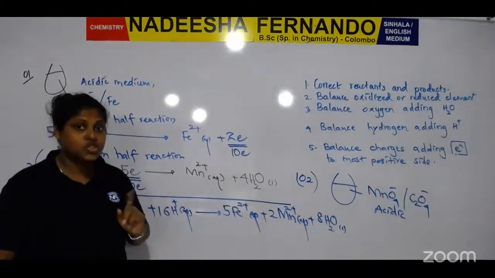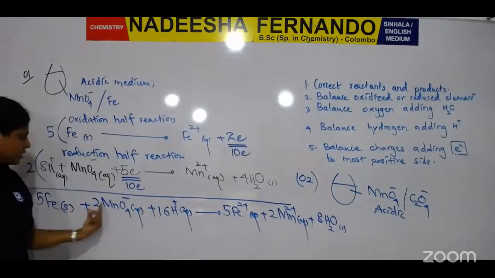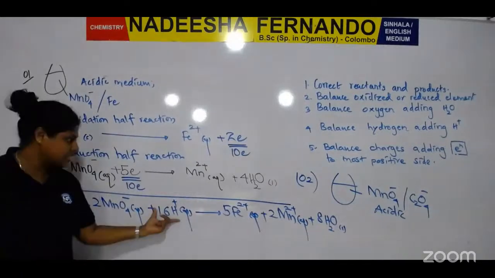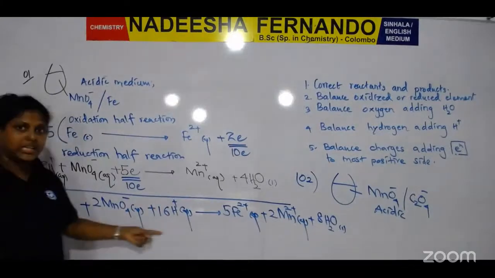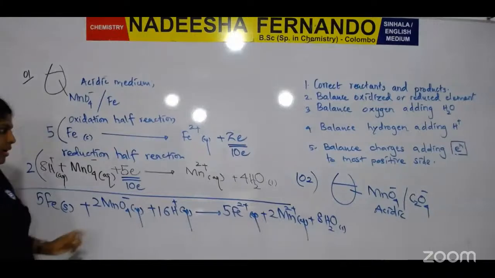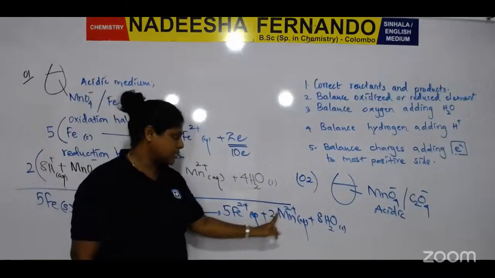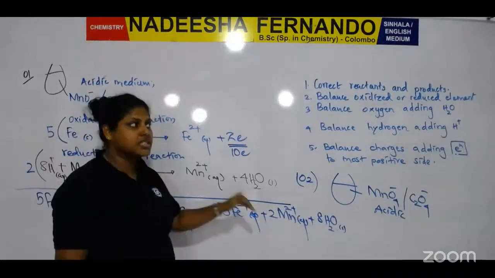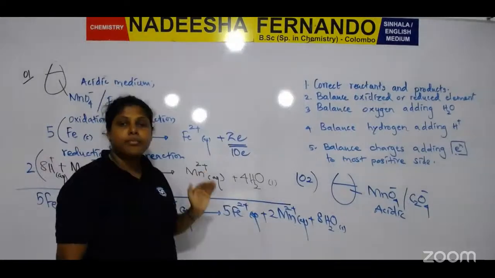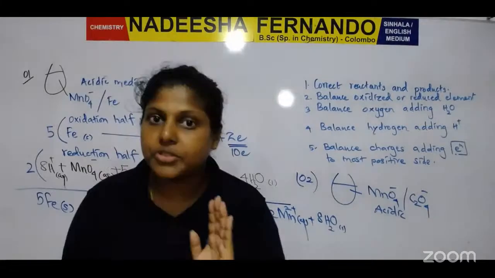Balance the charges. Check the charges. Here, minus 2 plus 16 is totally plus 14. Other side, 5 times 3 is plus 15, plus 4 is plus 19... if both sides have the same number of charges, such a reaction is a balanced reaction.